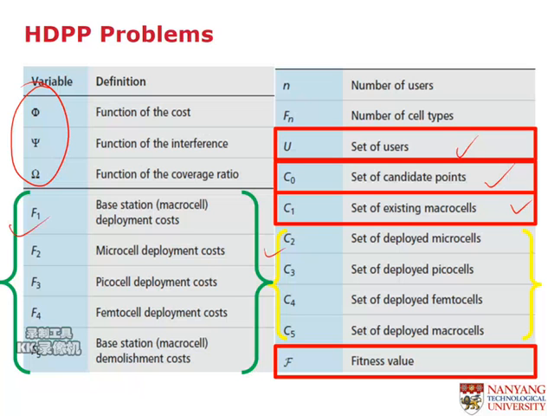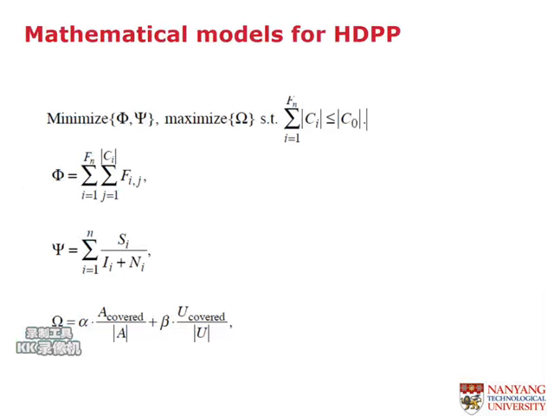Of course, different cells have different deployment costs and different communication ranges. And here is something really important for this kind of problem, genetic algorithms: the fitness value. I will discuss it later. So the problem is here: minimize the cost and interference, and meanwhile maximize the coverage.